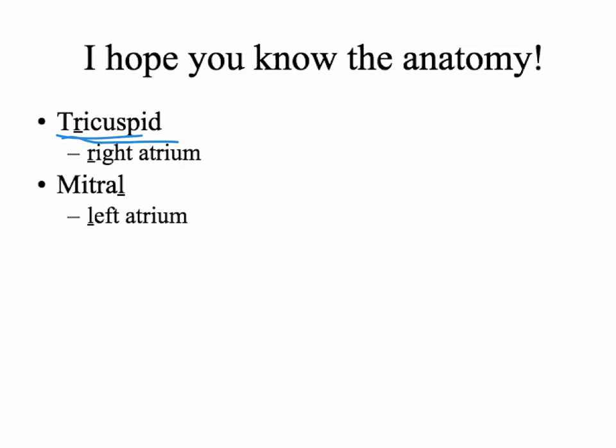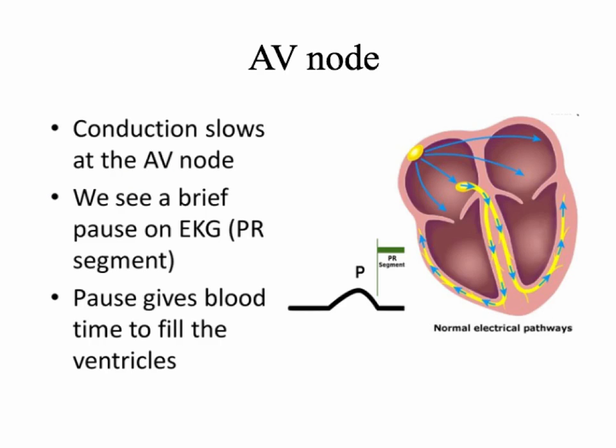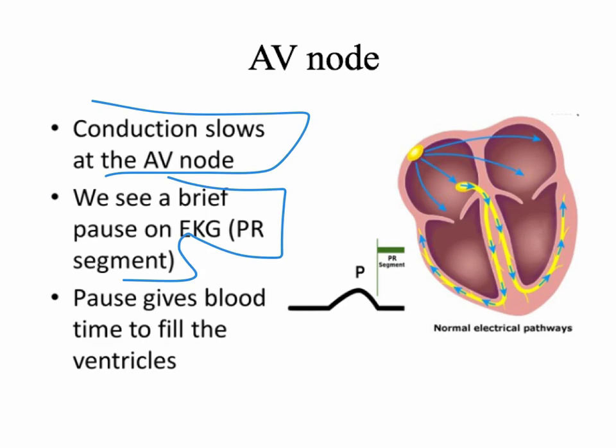I went ahead and threw this slide in here just in case you forgot normal anatomy. Tricuspid is on the right atrium, mitral on the left atrium. So this is what I just said. Conduction slows at the AV node. We see a brief pause in the EKG called the PR segment. So we have this little pause called the PR segment, and that's basically the electrical activity being stuck in the AV node, trying to be transmitted to the next section by calcium transmission.